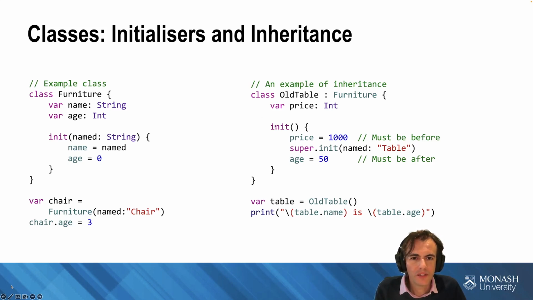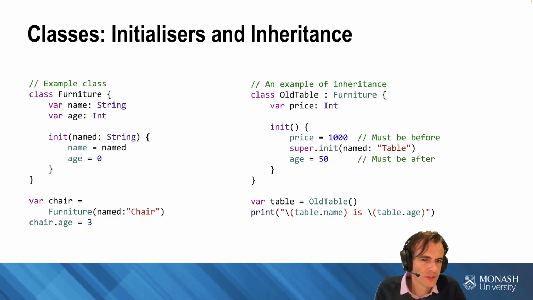Okay, so here's an example of inheritance. So OldTable is a specialist version of Furniture that has an additional property called price. So by virtue of the inheritance, OldTable will have all the properties of Furniture plus this one here. And the syntax for doing inheritance is when you specify the class name, you give a colon and you give the class you're inheriting from. Here's an example of our initialization method. In this case, for OldTable, we initialize it with nothing.